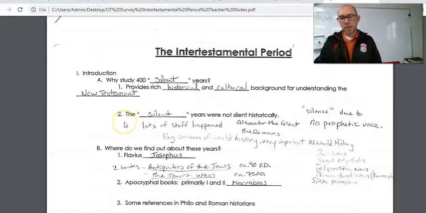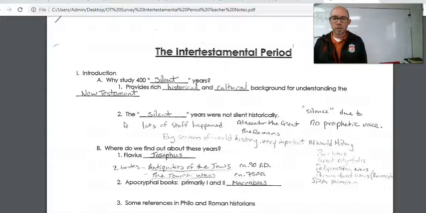The silent years were not silent historically. Lots of stuff happens during this silent period. There's Alexander the Great and his conquest of the world. There's the Romans' rise to power and conquering the land and setting up things like governors and kings and whatnot. There's soldiers in Jesus' stories. A big section of very important old world history is going on in these 400 years.